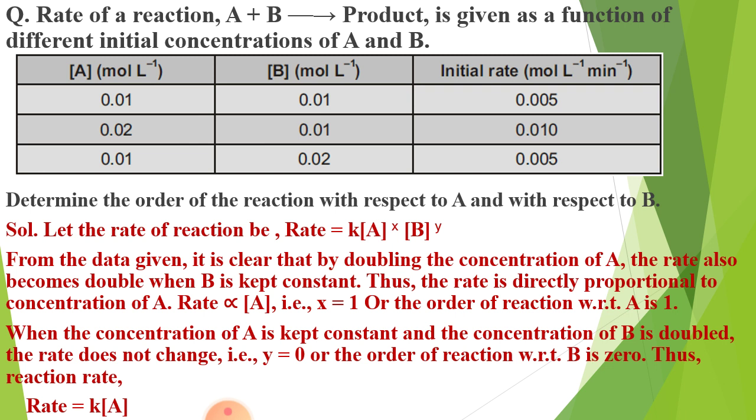So thus the reaction rate we can write like this: rate equal to K, A to the power 1, B to the power 0. As you know, any number to the power 0 gives 1, so we can write rate equal to K, and A to the power 1 is not written. So this is your answer: rate equal to K multiplied by the molar concentration of A.